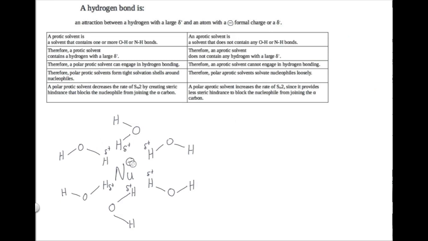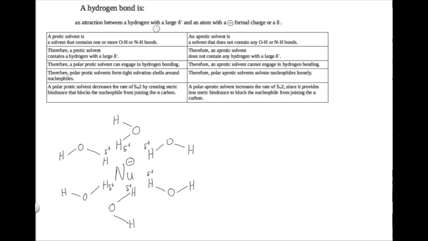Here's a picture of what that tight solvation shell looks like. A solvation shell created by water molecules around a negative nucleophile. Do you see the hydrogen bonds here? So remember that because water, these are H2O molecules, because water has OH bonds, the hydrogens in water have a large delta positive. There's a large delta positive on these hydrogens because of the electronegativity difference between the oxygen and the hydrogen. Hydrogens have large delta positives, and the delta positives on these hydrogens will be attracted by the negative formal charge on the nucleophile. Well, that's what a hydrogen bond is.